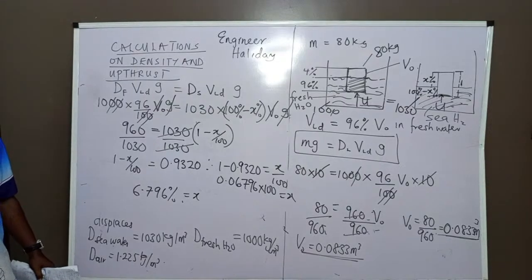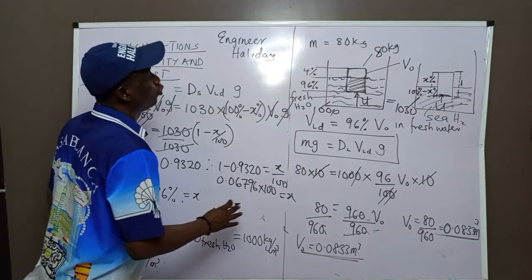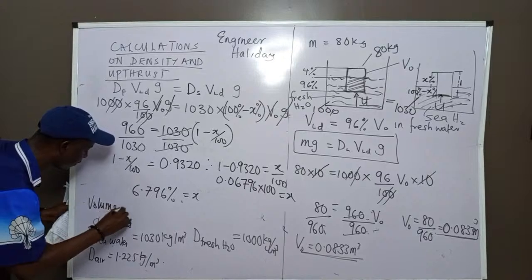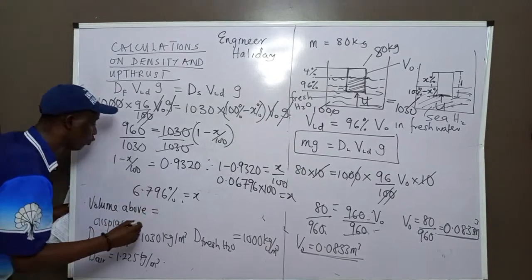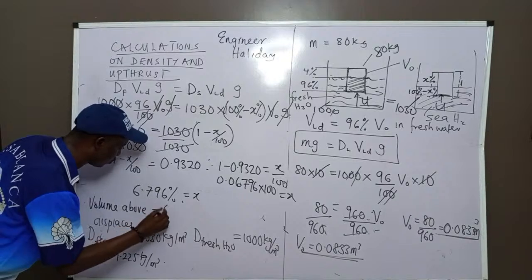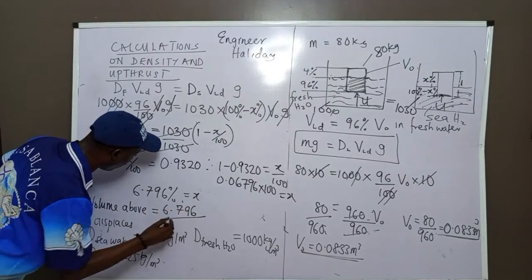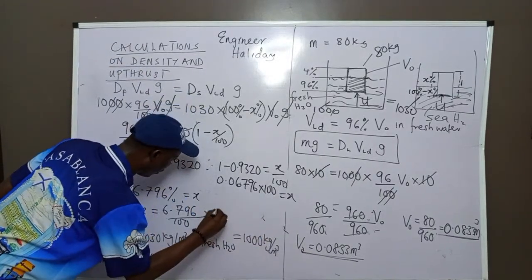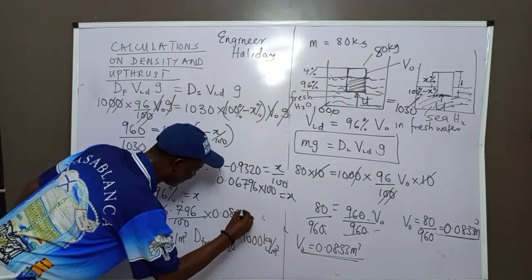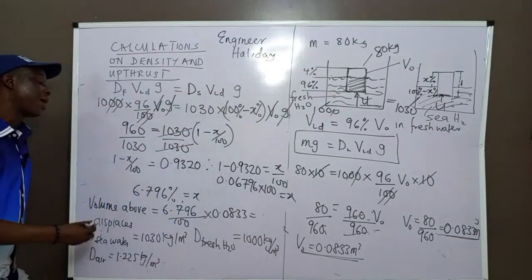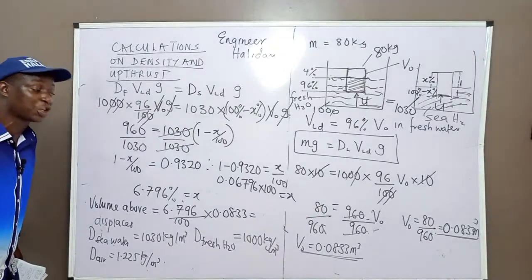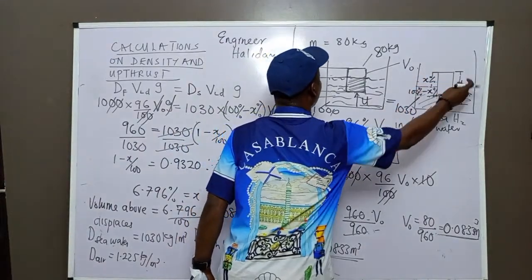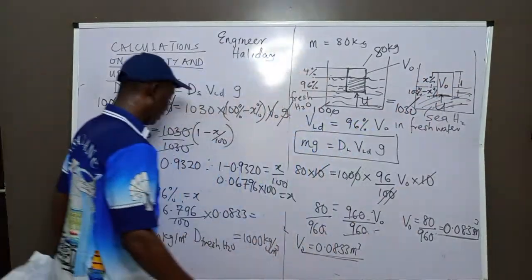Now, what we're going to do is find the volume that will be above. So the volume above is equal to 6.796 over 100 times the volume of the object we calculated for, 0.086333. Because our answer cannot be a percentage, it's going to be in meter cube. So you have to multiply your S percent, the volume percentage that will be above, by the volume of the object itself.